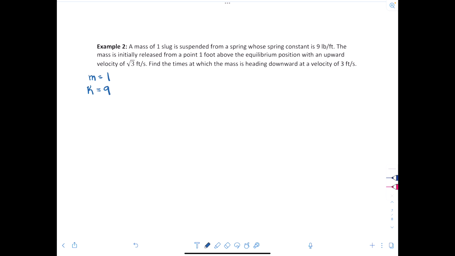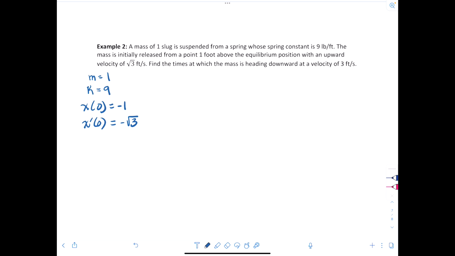Now the mass is initially released from a point 1 foot above equilibrium, so that's going to make it negative, right? That'll make it negative. And so that gives us that the initial displacement, x at 0, is going to be -1. Groovy? Now there's an upward velocity of the square root of 3. Remember, upward velocity is going to be negative. So x prime at 0 is going to be -√3. Cool so far?